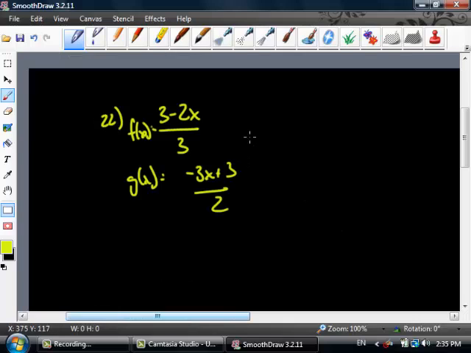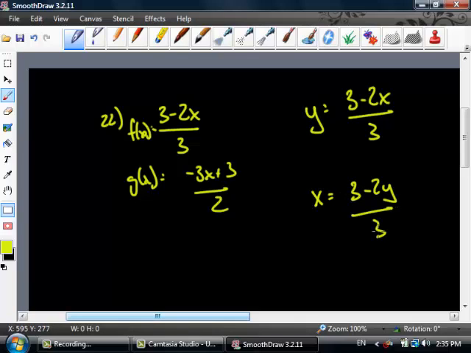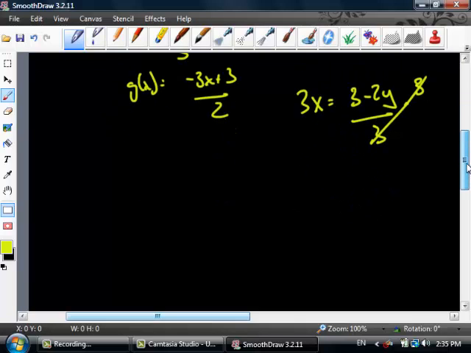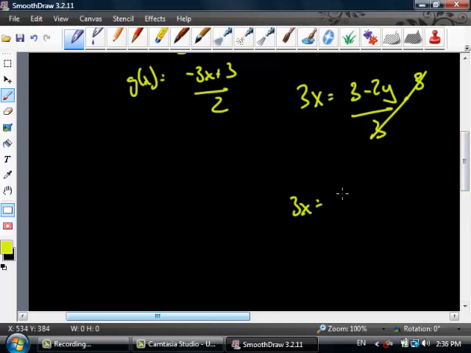All right, sorry about that. I had to fix this problem here. So let's go ahead and find the inverse of the top function. So that would be y equals 3 minus 2x over 3. I'm going to switch out x and y, so I get x equals 3 minus 2y over 3. Let's multiply both sides by 3, so I get 3x equals 3 minus 2y. I'm going to go ahead and subtract 3 from both sides.